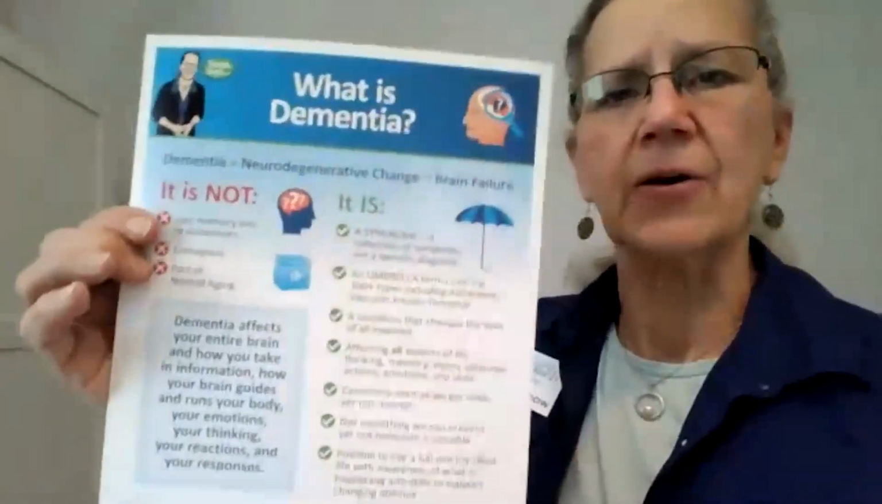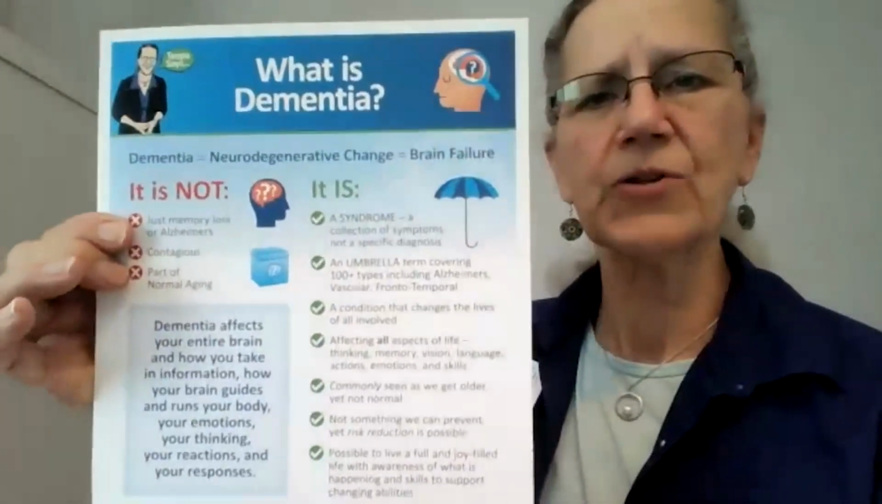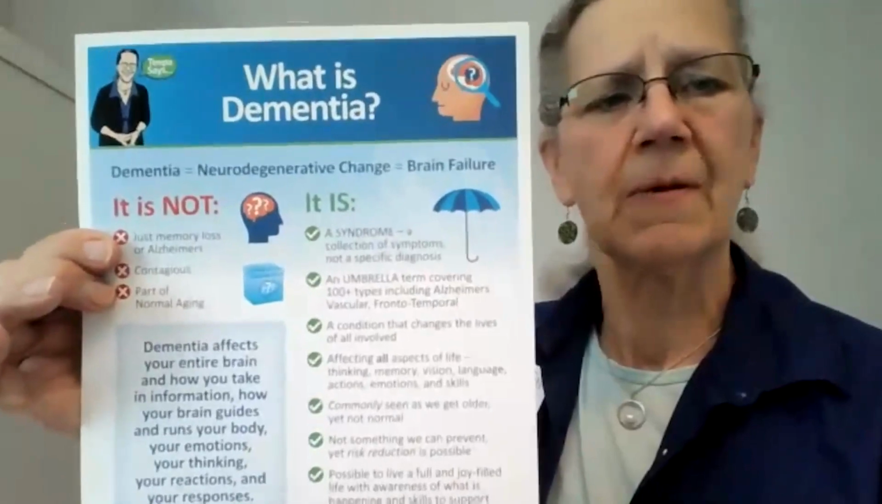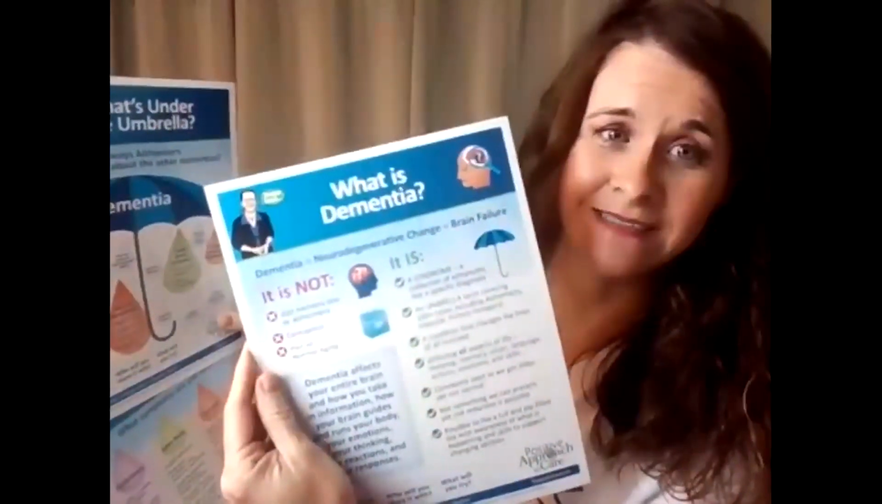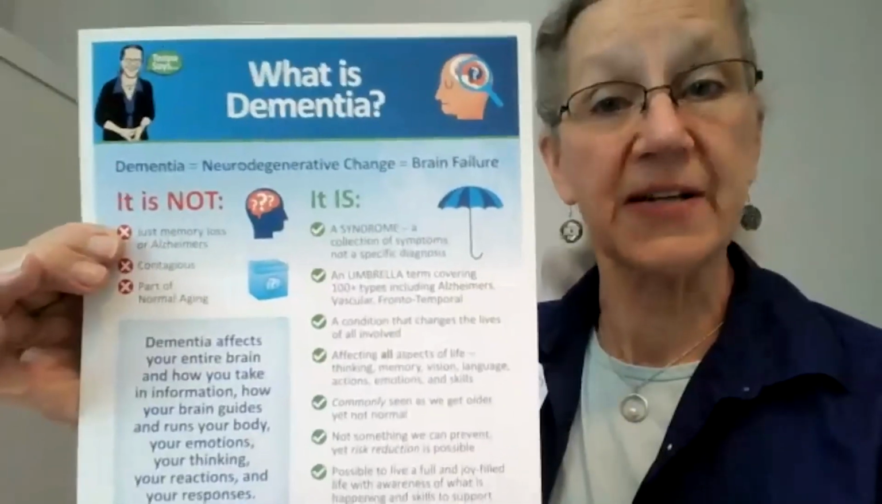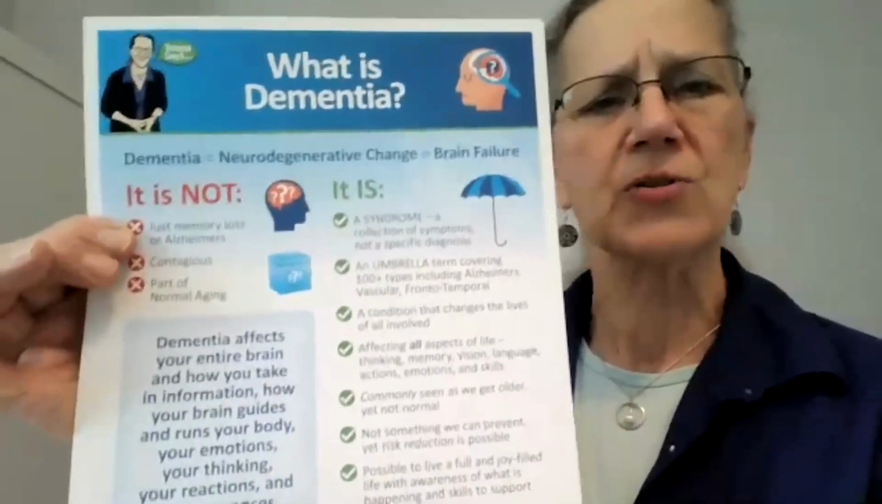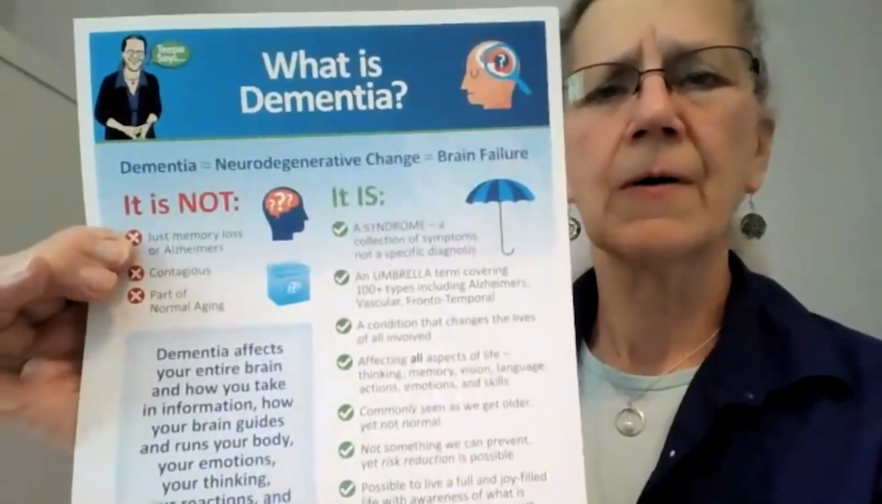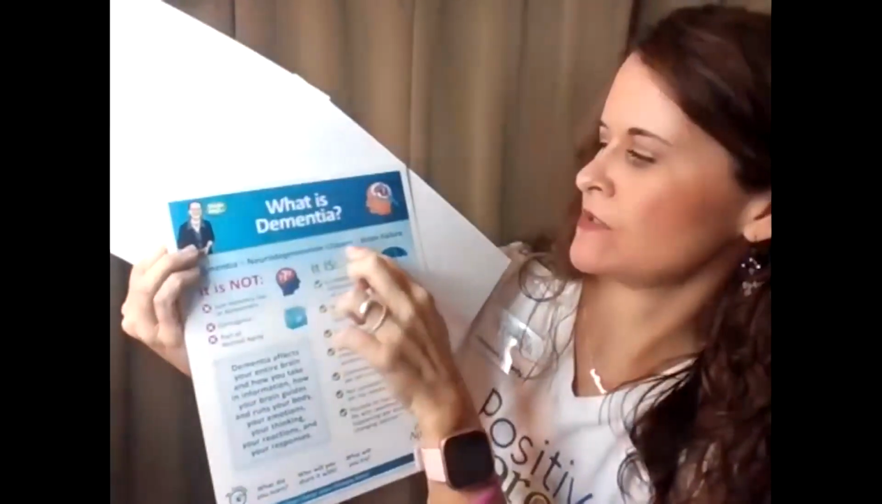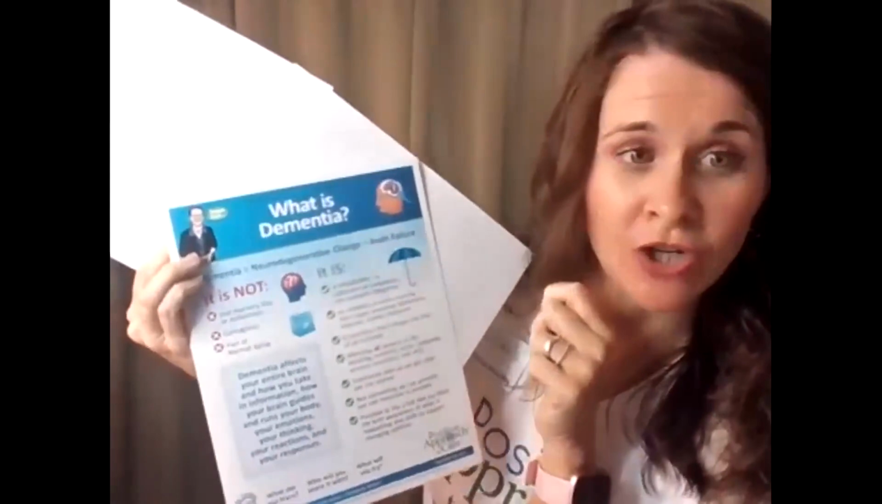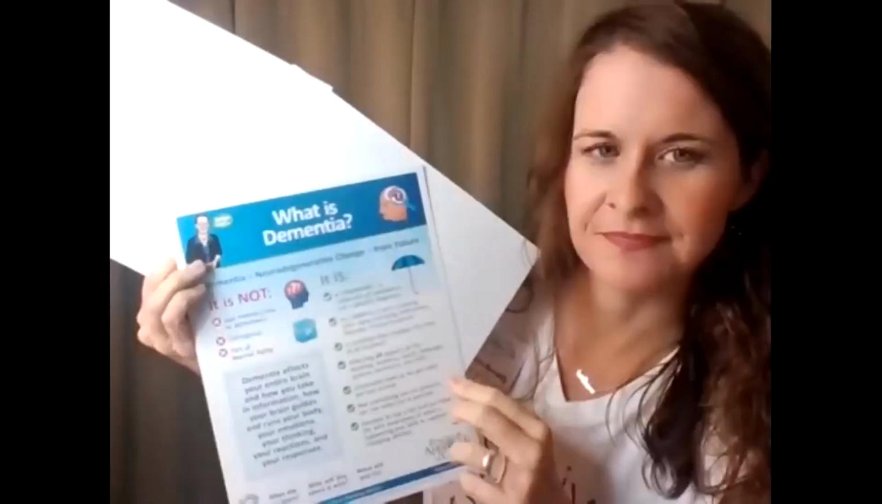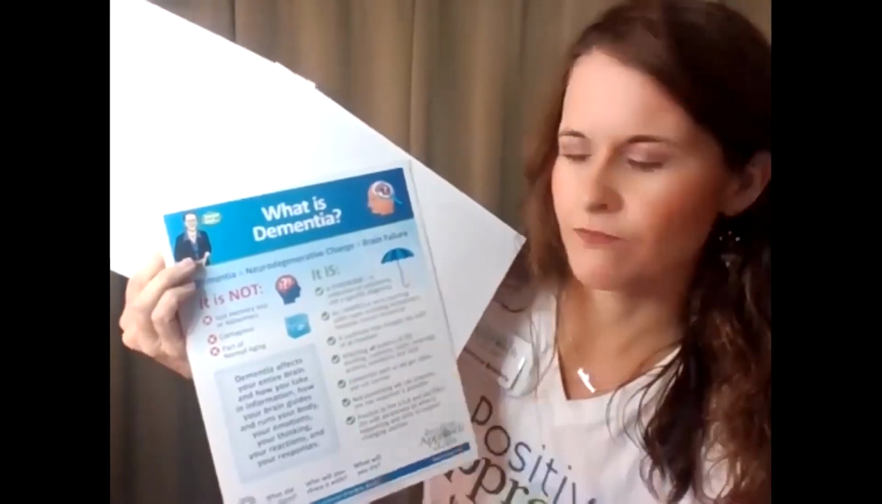Got 2 columns there. What are the 2 columns there, Christine? It is not, and it is. Okay, so we have a comparison. It isn't, it is. And right above that, what do you see above that? Little words. Dementia, neurodegenerative change equals brain failure. Okay, so we have dementia equals neurodegenerative change equals brain failure. So what's that word in the middle? Neurodegenerative.